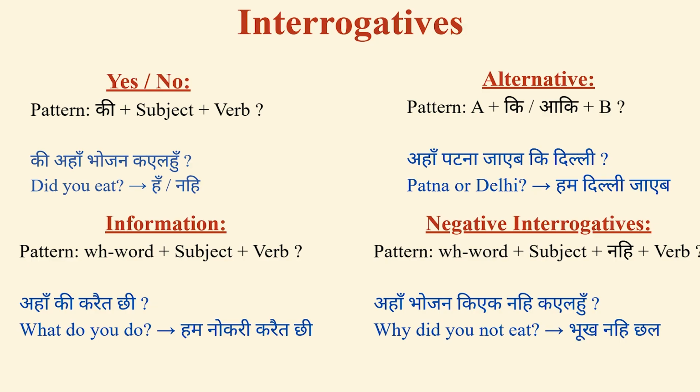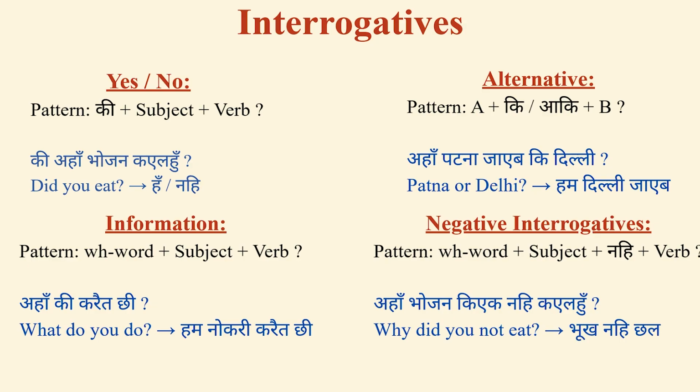Then we have information interrogatives or information seeking interrogatives where the pattern is something like WH word plus subject plus verb. So the example would be अहाँ की करैत छी, what do you do? So the answer would be हम नौकरी करैत छी or हम गाना गाइत छी, anything like this.